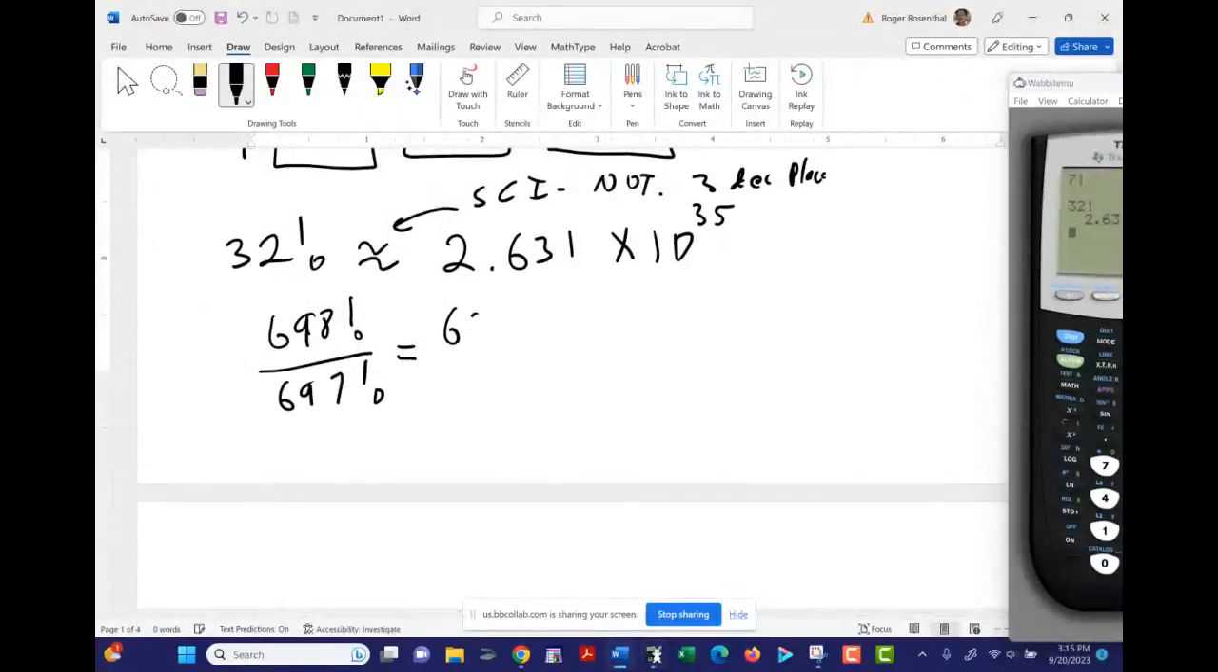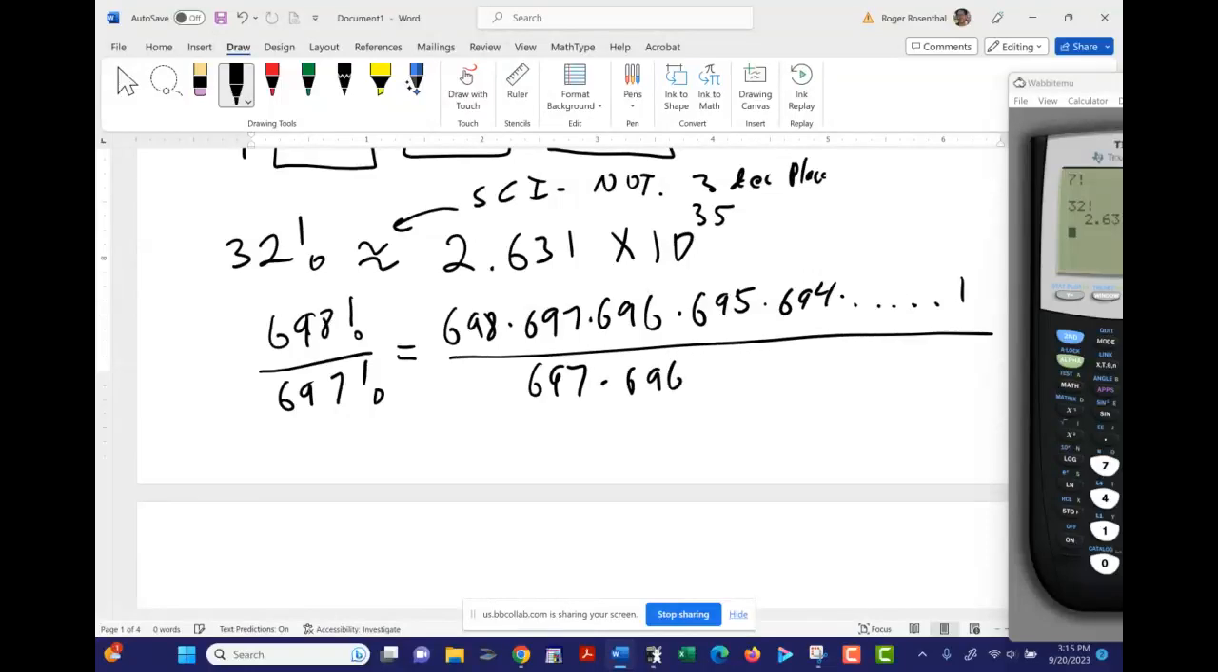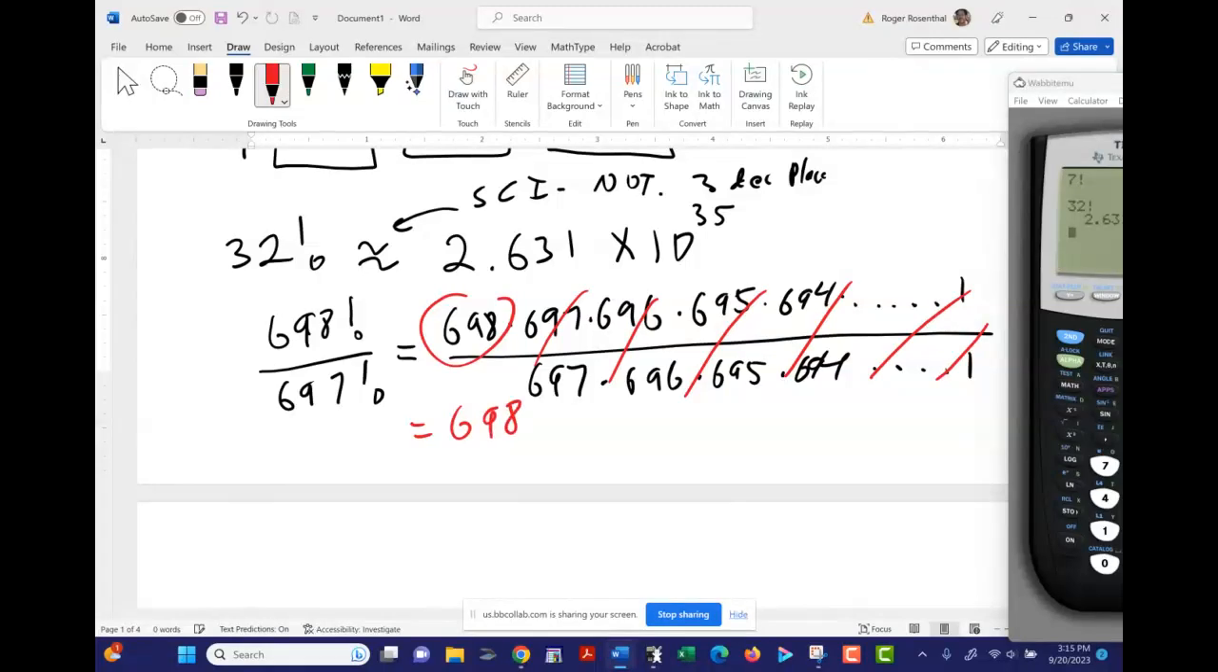The numerator, we know that means 698 times 697 times 696 times 695 times 694, times all the way down eventually to 1. The denominator is 697 times 696 times 695 times 694, all the way down to 1. Everything cancels. We end up with 698. So that is the answer to the question. 698 factorial over 697 factorial is 698.